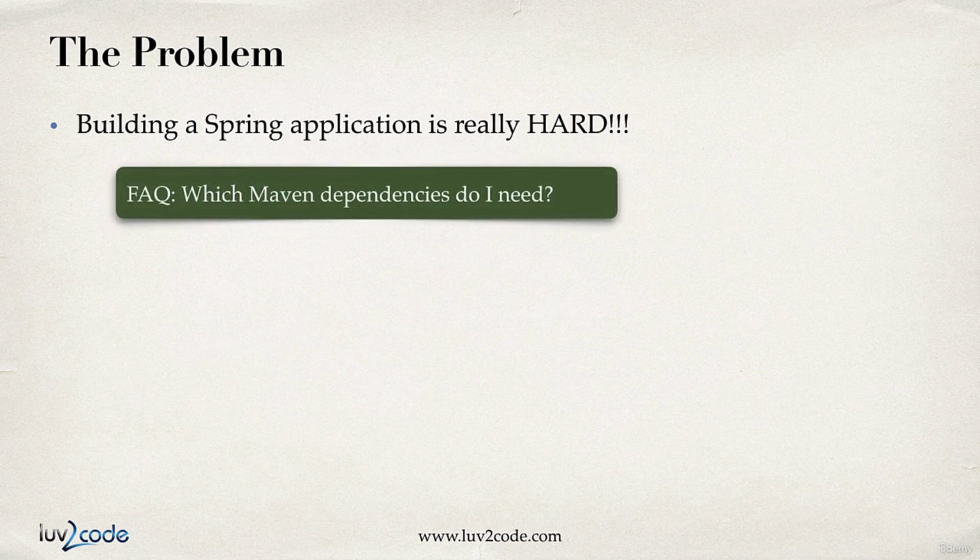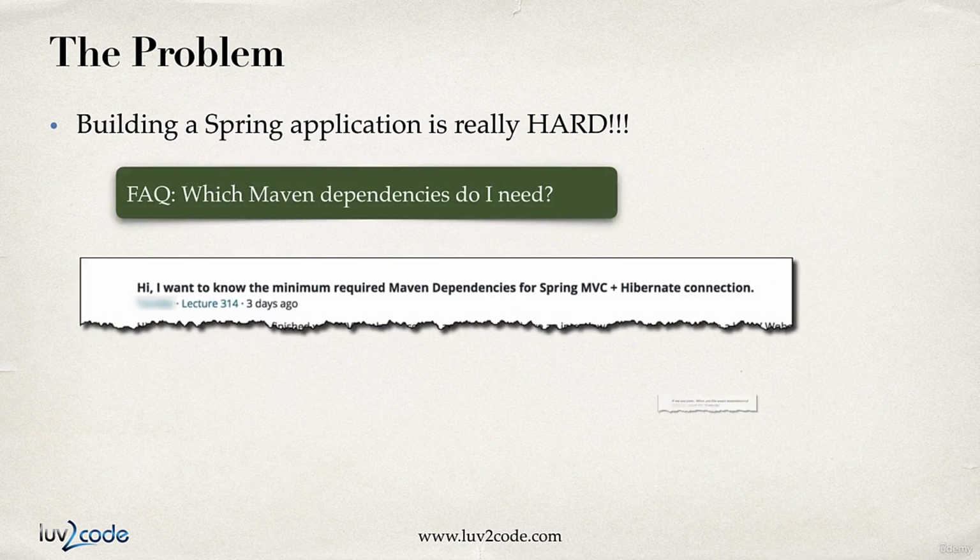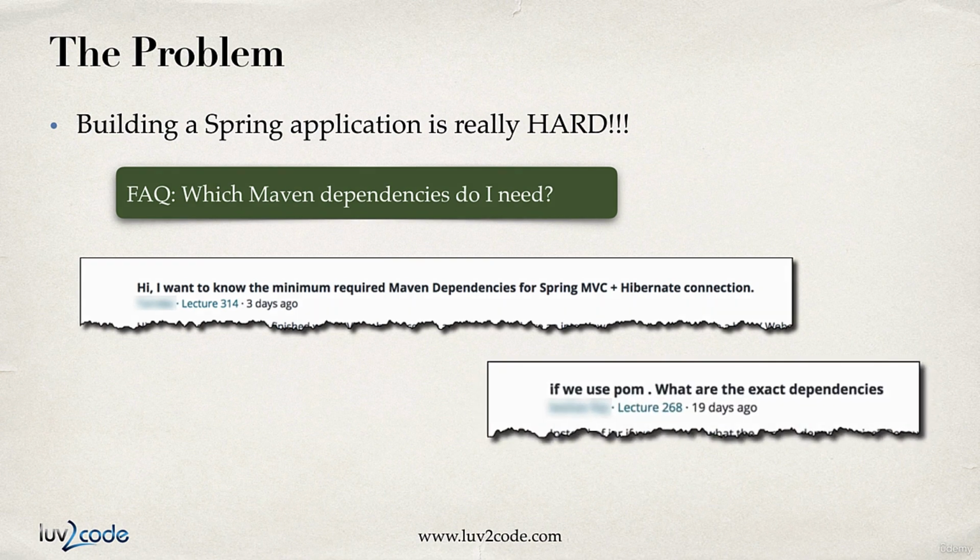One of those frequently asked questions is which Maven dependencies do I need to use? This is just information that I pulled from the Q&A forum for this course. It's a common question that developers have: I want to build a Spring MVC or Hibernate application, what are the minimum dependencies that I need? Or if I use a POM, what are the exact dependencies? Because it's really tricky to figure out how to get started.